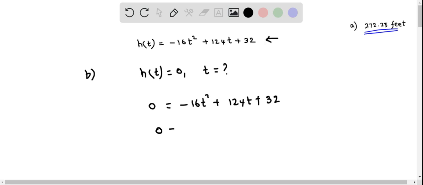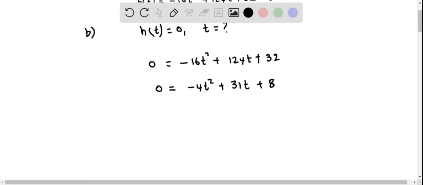First I'm going to rewrite in terms of some reduced terms. So I divide both sides by 4. When I do that, I get negative 4t squared plus 31t plus 8. Now, I can multiply both sides by negative 1. 0 times negative 1 is 0. And I multiply all the terms by negative 1 just to make sure that we have a positive term for the t squared. So this is 4t squared minus 31t minus 8, and this equals 0.